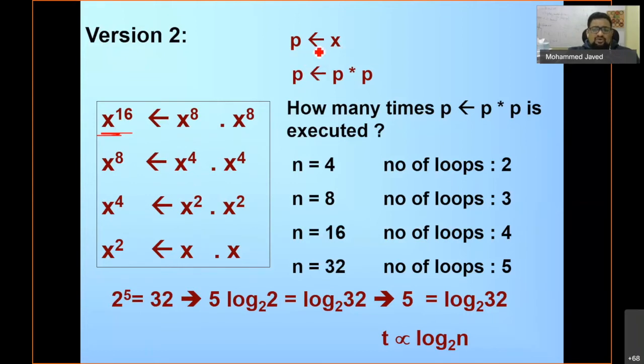So now let us initialize this p value to x. So p equal to x, and p is equal to p into p. This is the base form, right? This is our base form.